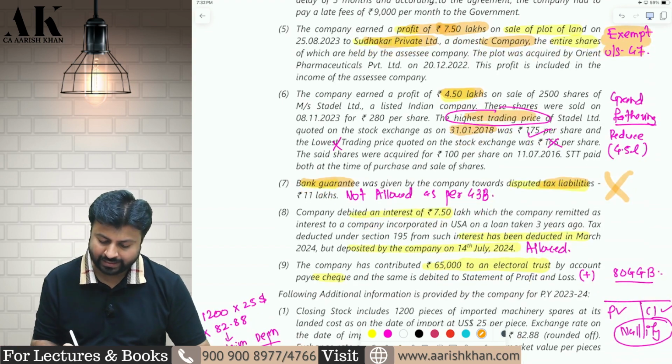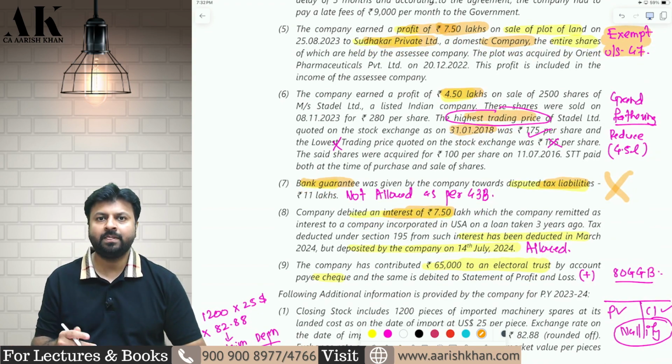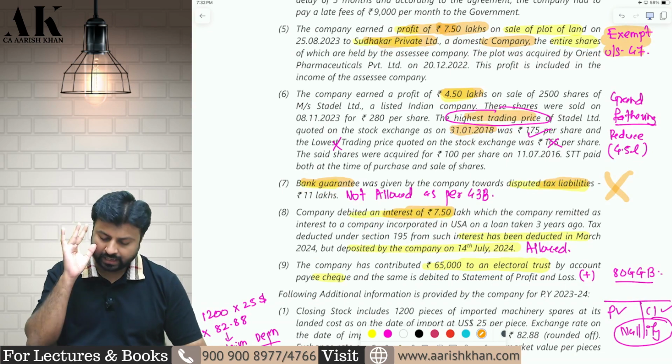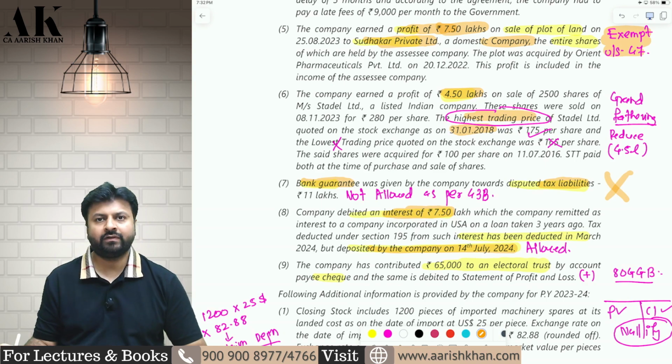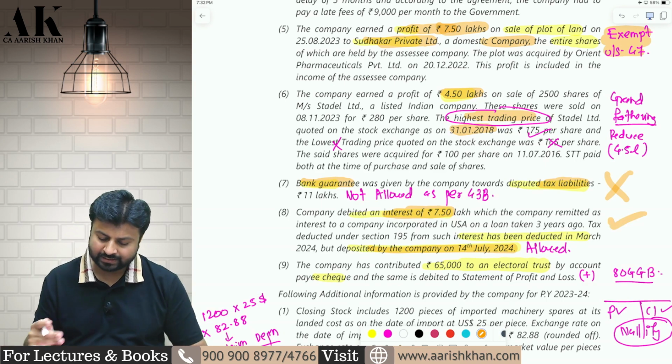Next one, you are debiting an interest of 7.5 lakhs in the P&L, for which you have deducted the TDS on time and you have also paid the TDS before the due date of filing of return. If everything is done correctly, it is allowed under PGBP.